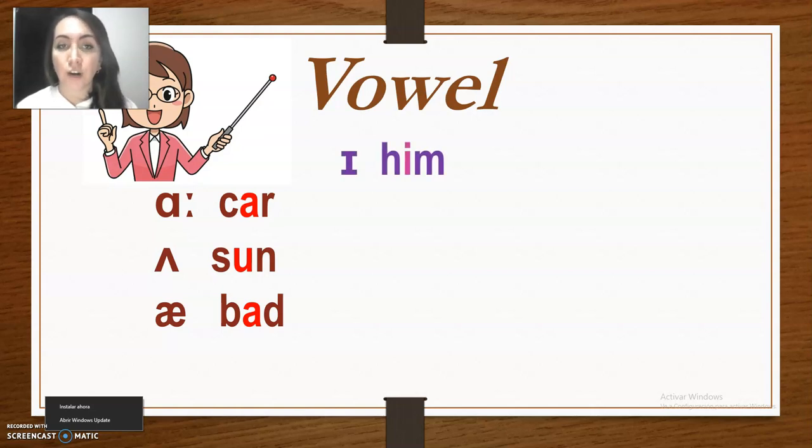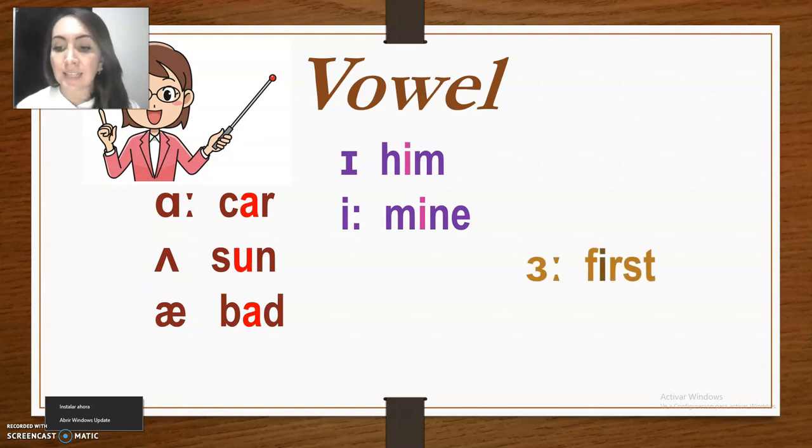Next is e. For example, him. Next is e. For example, mine. Next is a. For example, first. Next is a. For example, pet.